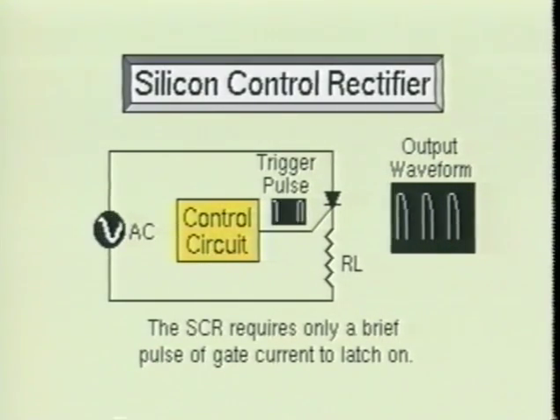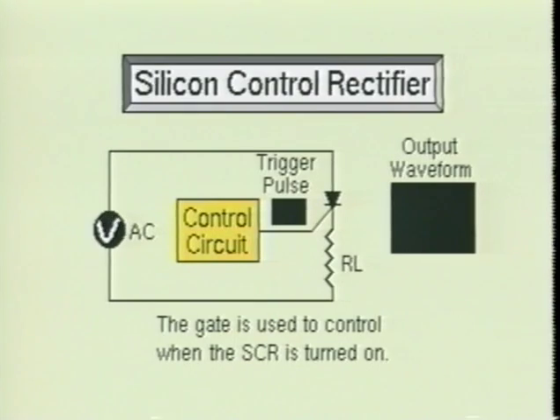The gate, however, can be used to keep the SCR from turning on, or it can be used to turn the SCR on at any point in the forward half cycle of a sinusoidal input. This makes the SCR very useful in controlling many AC-powered devices. SCRs are commonly used as current control devices in servo systems.